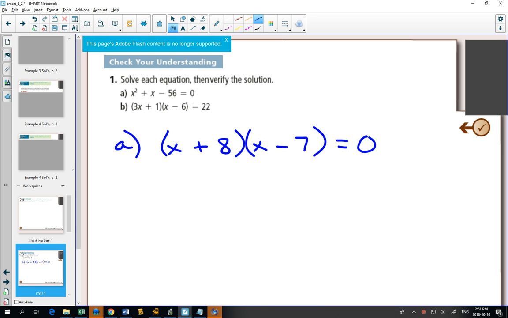to multiplying to equal 0. So something times something equals 0. One of these has to be 0. If the first one is 0, what's x? Negative 8. If the second one is 0, what's x? 7.